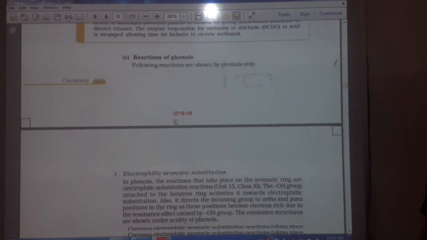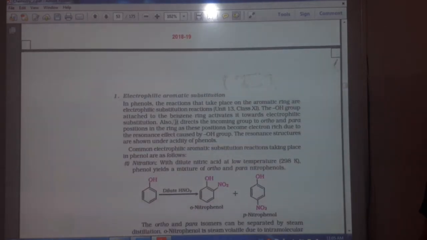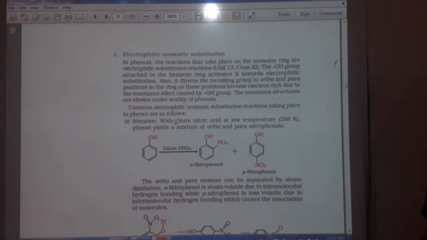Next is reaction of phenols. See, phenols undergo only electrophilic aromatic substitution.